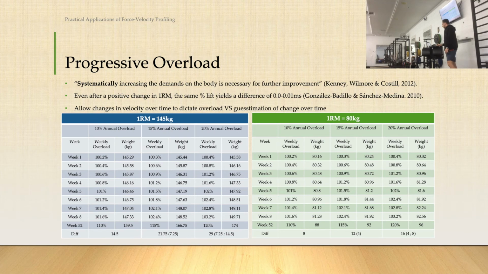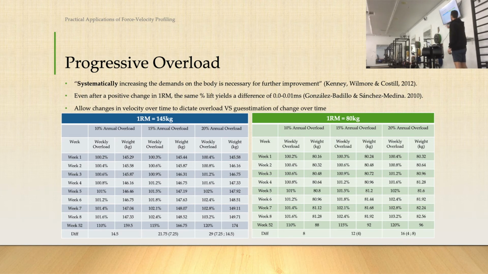Alright, so the progressive overload point of view. So simply, systematically increasing demands on the body is necessary for further improvement. Perfect. If we look back at the earlier point about even a positive change in 1RM, the same percent lift yields a difference of only 0.0 to 0.1, so basically nothing. We have to think about how you want to progressively overload.